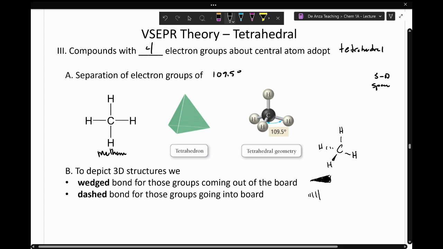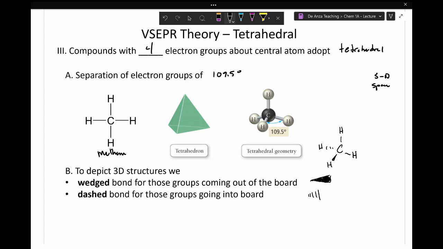To the right of that, I show a tetrahedron, which is just a trigonal pyramid, where we have our central atom right here, and it reaches out to each of those points. And so I'm showing you that 109.5 degree separation, 109.5. And so when we depict 3D structures, we're going to depict them in a specific way. So I showed methane in this flat form, but it is a 3D molecule.